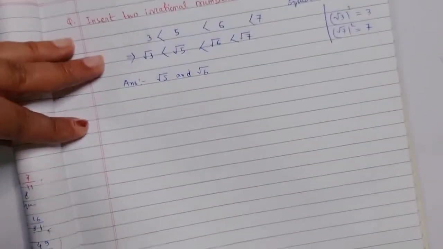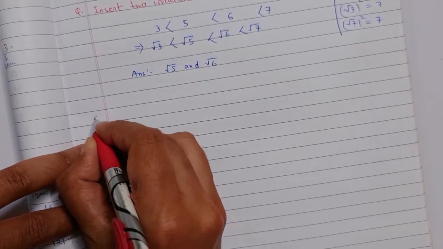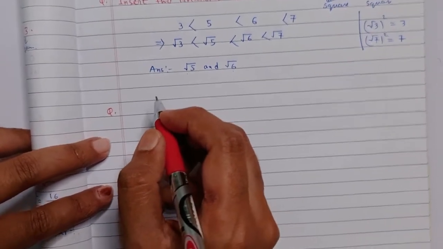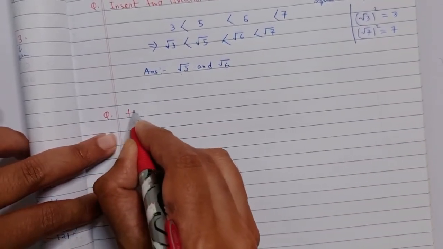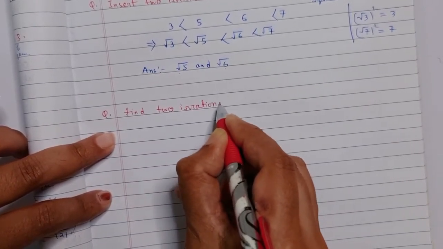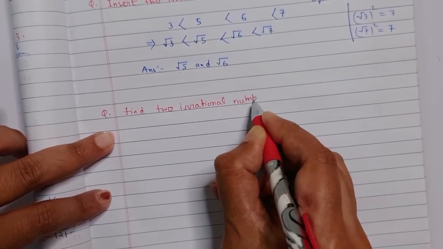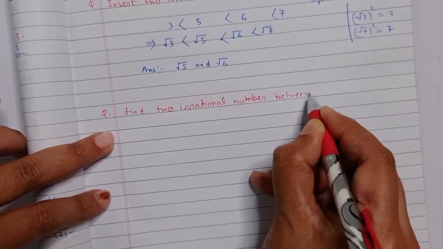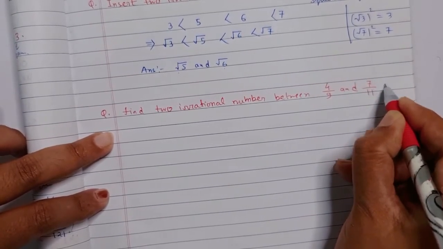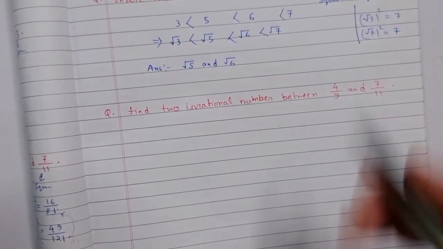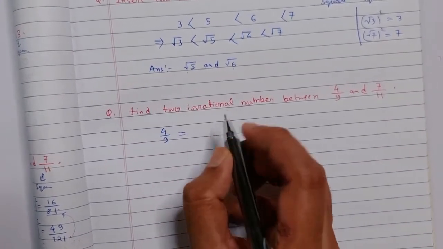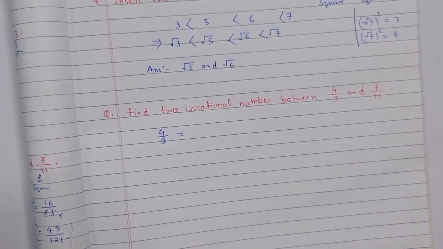But when it comes to fractions, when they are giving fractions in the question, then the rule is a little bit different. This is also very easy and very interesting. I hope you will like this. Let's pick another question. Find two irrational numbers between 4 by 9 and 7 by 11. In this case, if you get a fraction, the first thing you do is convert them into decimals. Why are we doing that? You will find out soon enough.